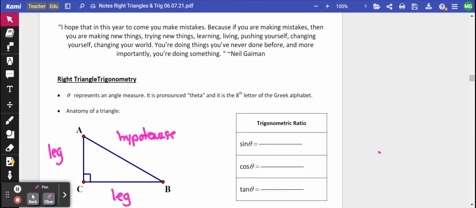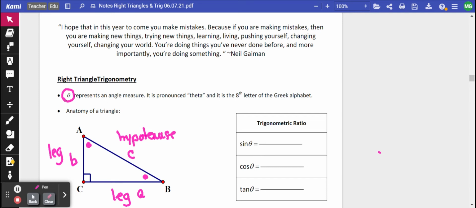When we label a triangle, we have angle A here, which means that this side over here is side A. Notice we use a lowercase printed letter. This is angle B, so opposite that would be side B. And this is angle C, and opposite that would be side C. In the right angle, we have two acute angles, one right here and one right here. Theta is the eighth Greek letter, and it will represent an angle measure.